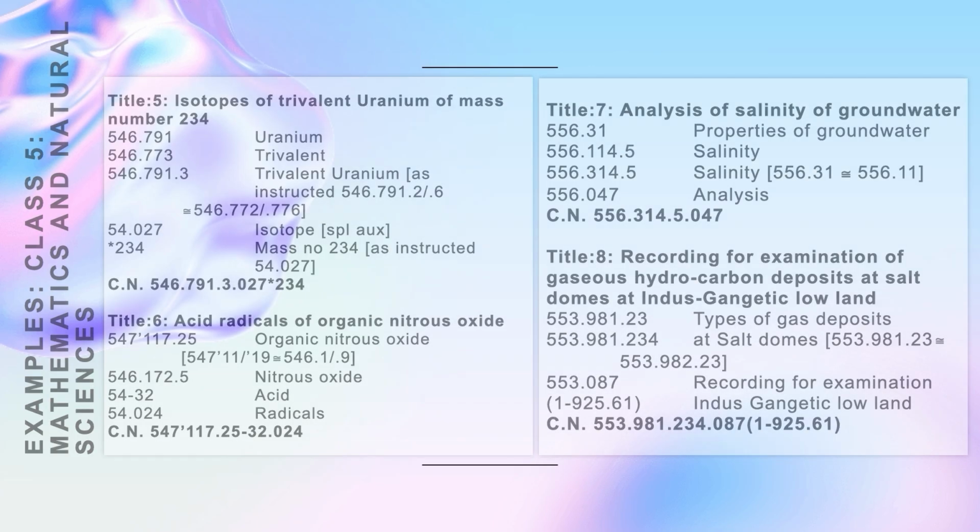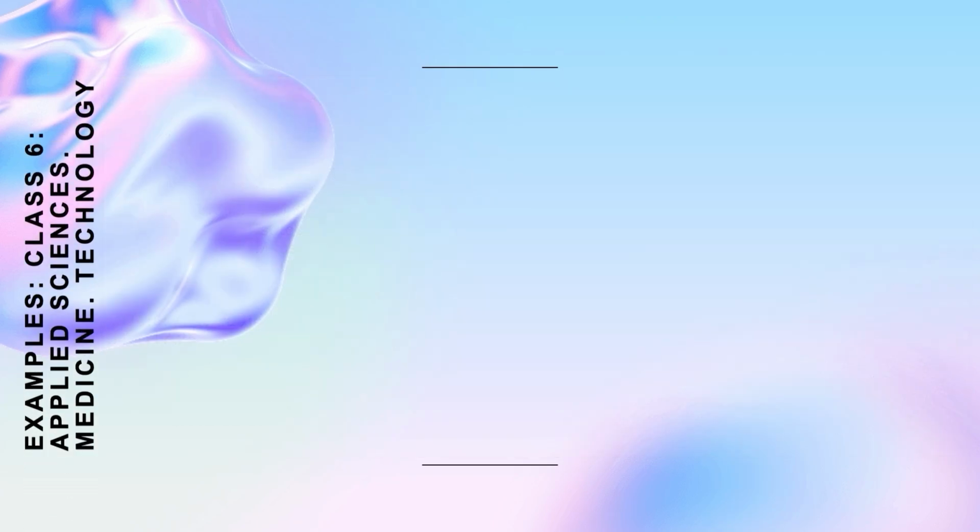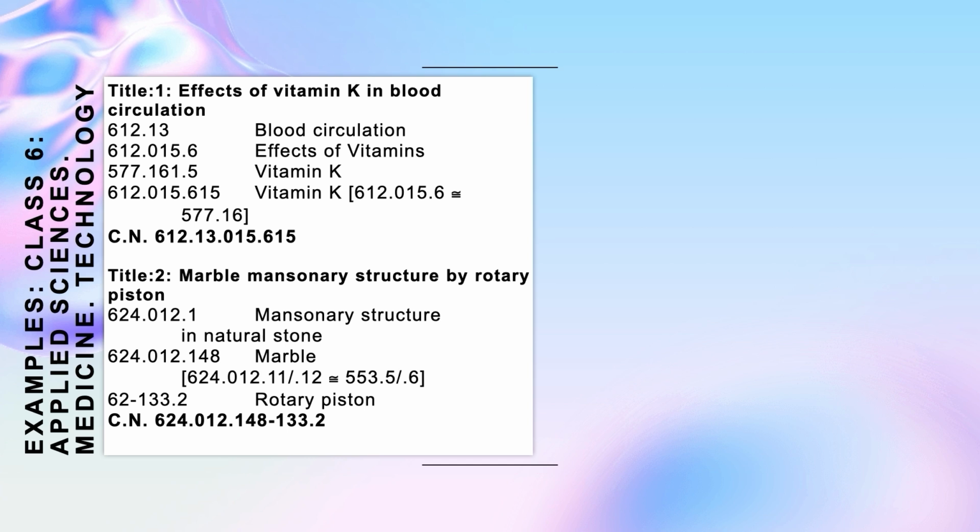Then you see class 6. Class 6 is basically technology and applied science. Title 1 is the effect of vitamin K in blood circulation. The class number for blood circulation is 612.13, and the effect of vitamins is under the common auxiliary under 612, that is .015.6, and vitamin K is 577.161.5, but there is an instruction that 612.015.6 is subdivided as 577.16.